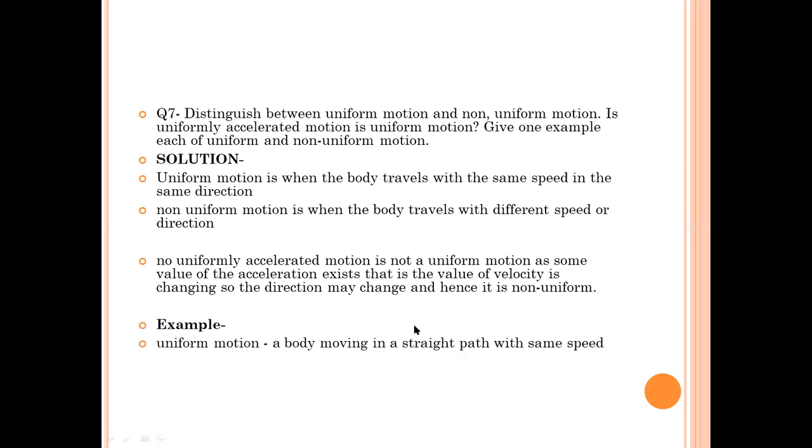Example, a body moving in a straight path. Uniform motion हमेशा हम straight path में लिखते हैं, अगर हम उसका direction change कर देंगे then it is not considered as a uniform. A body moving in a straight path with same speed, non-uniform. Movement of car in a traffic is a non-uniform. Direction भी change हो रहा है, उसकी speed भी change हो रही है, become non-uniform. इसीलिए uniformly accelerated motion uniform motion नहीं हुआ, क्योंकि uniformly accelerated motion में direction बदल रहा है.